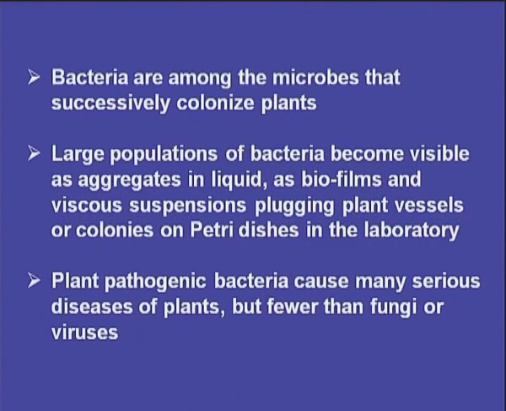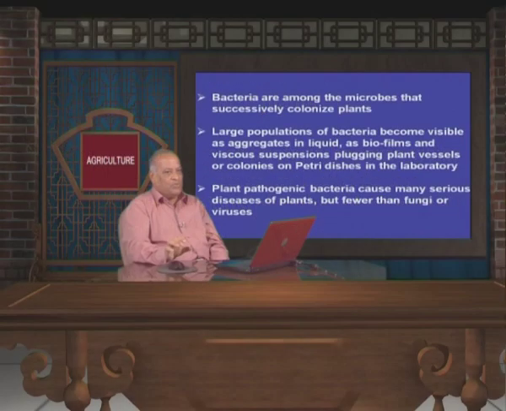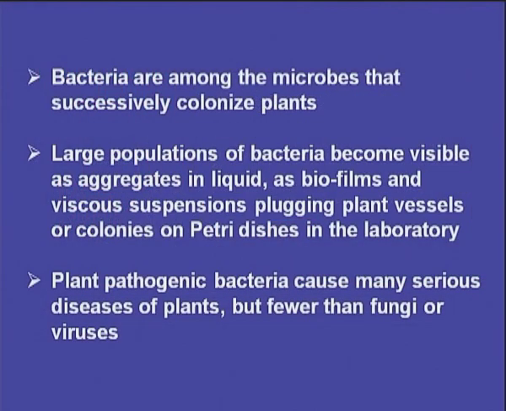Bacteria are among the microbes that successively colonize plants. They grow very slowly on the plants, and slowly they colonize the whole of the plant parts. A large population of bacteria is visible as aggregates in the liquid, as biofilms, and as viscous suspensions plugging the plant vessels when they cause wilt. Plant pathogenic bacteria cause many serious diseases, but we can say that bacterial diseases are fewer in comparison to fungal and viral diseases.